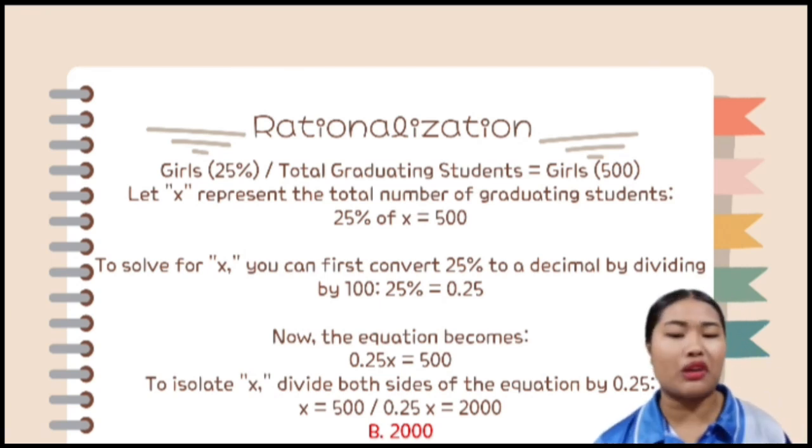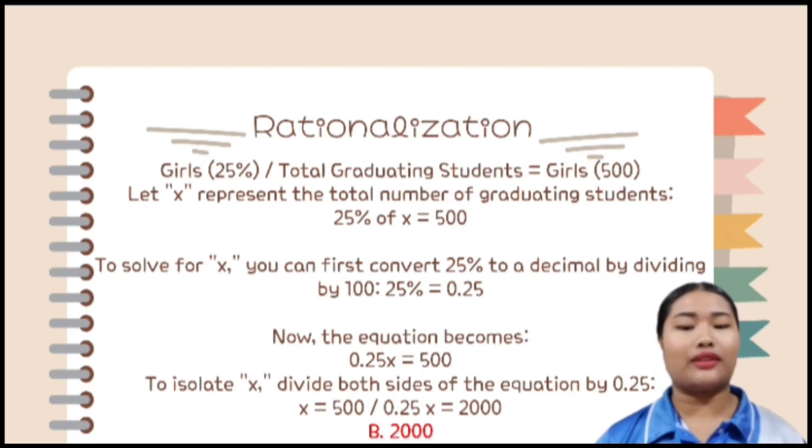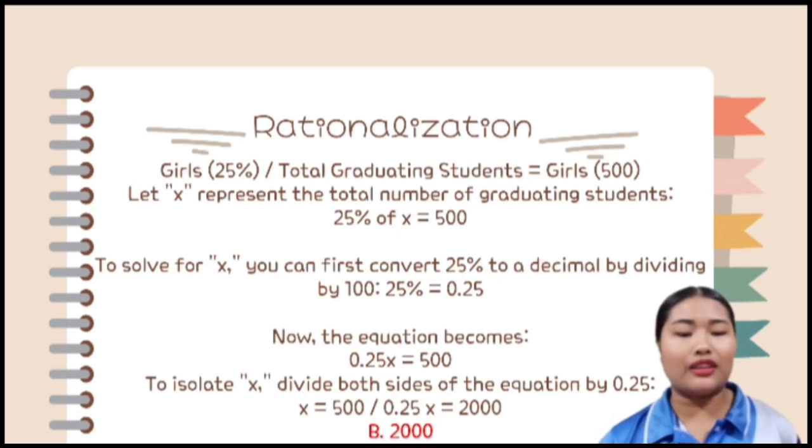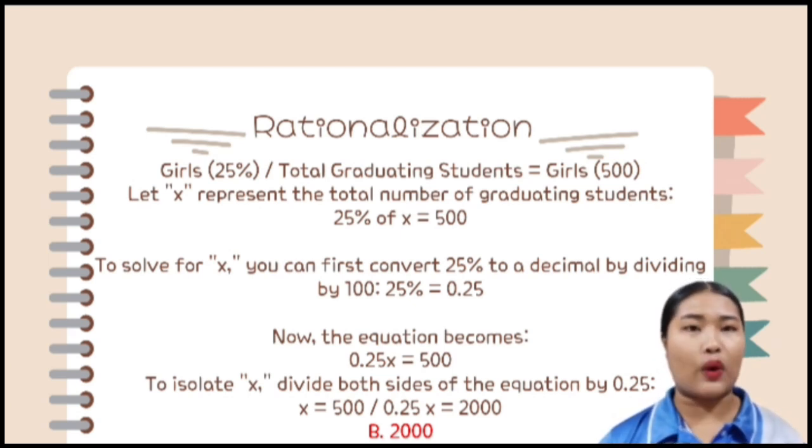Now, the equation becomes 0.25x is equal to 500. To isolate x, divide both sides of the equation by 0.25. It will give us x is equal to 500 divided by 0.25. So our x is equal to 2,000. So the answer is letter B, 2,000.